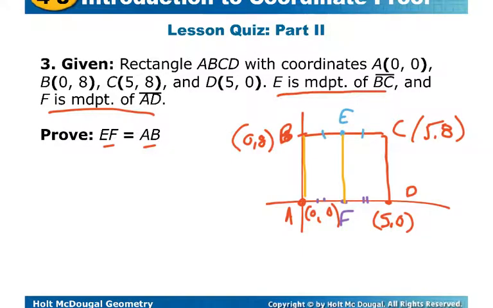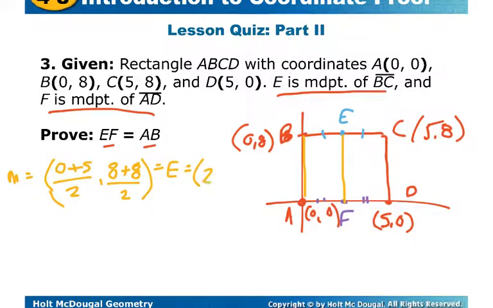So, how do I find the length between EF? I need the coordinates of EF. So E, since it's the midpoint of BC, means that I'm going to do the midpoint formula. The midpoint formula says that I'm going to take my x's, which are 0 and 5, add them, divide by 2, and take my y's, add them, and divide by 2. And that is going to be coordinate E, which is going to be 2.5 and 8. Which hopefully makes sense because it has to go up as high as the other ones.